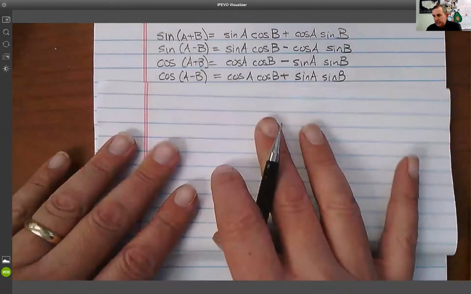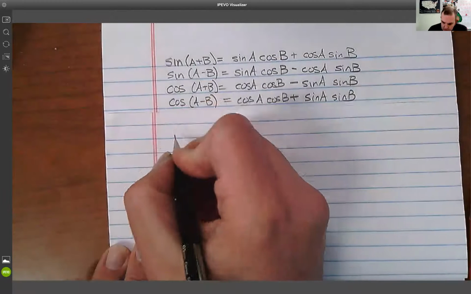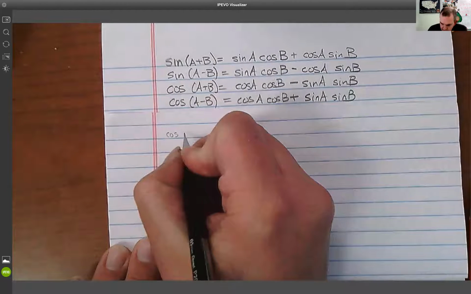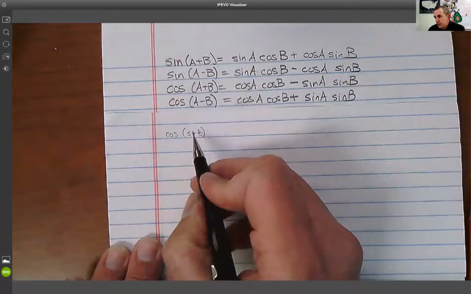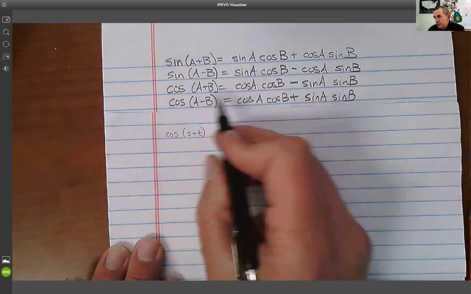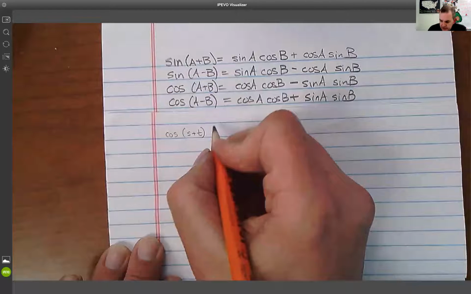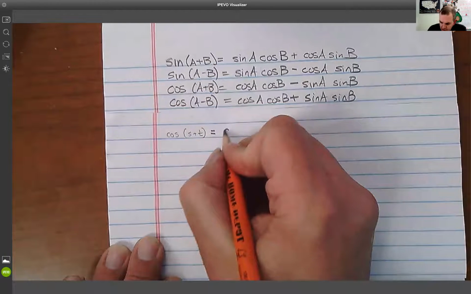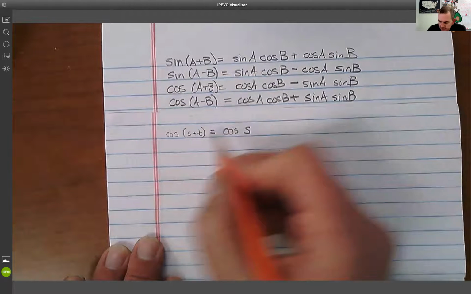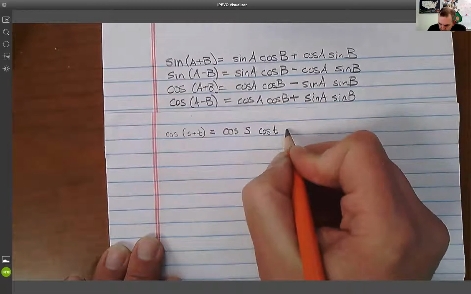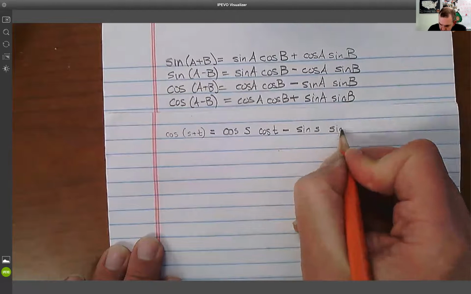I'm going to fold this so we're not bothered by the others. So I want to find cosine of s plus t. Well, if I look up here, the cosine of a plus b is cosine a, cosine b minus sine a, sine b. Let's go to a dark one so you can see this. So this is going to be cosine of s, cosine of t, minus sine of s, sine of t.